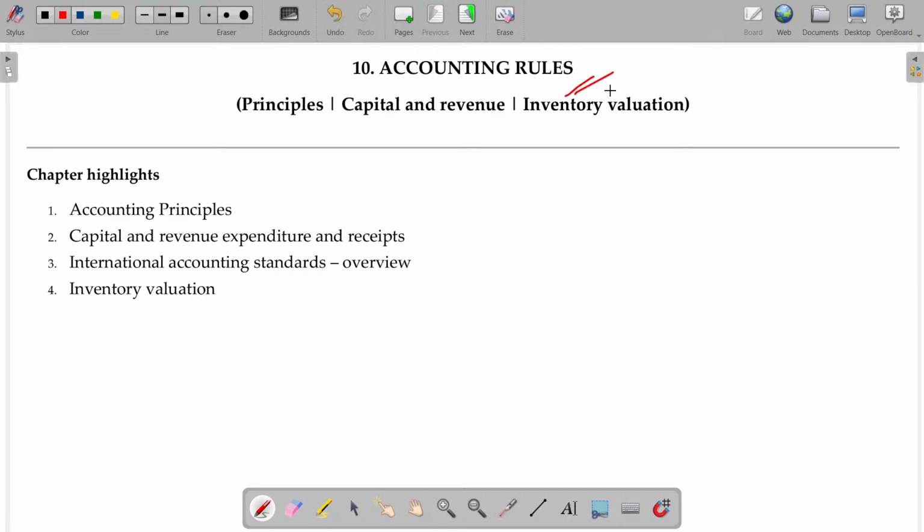We'll start with accounting rules, chapter number 10. Under this topic, we are going to cover three contents: accounting principles, capital and revenue receipts and payments, and valuation of inventory. These three aspects. So, accounting principles, capital and revenue expenditure and receipts, inventory valuation. You also need to have an overview of international accounting standards.